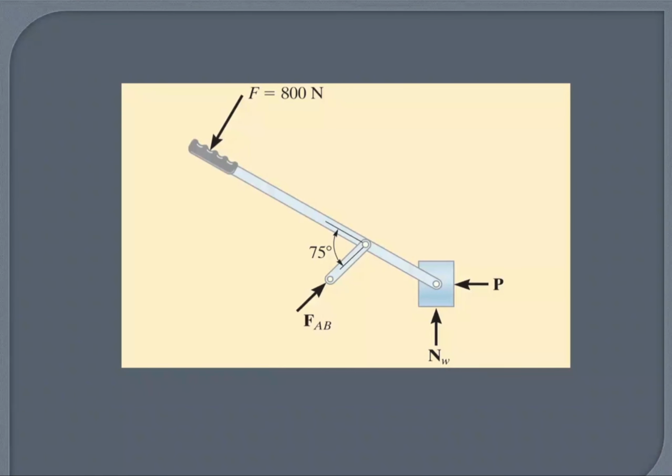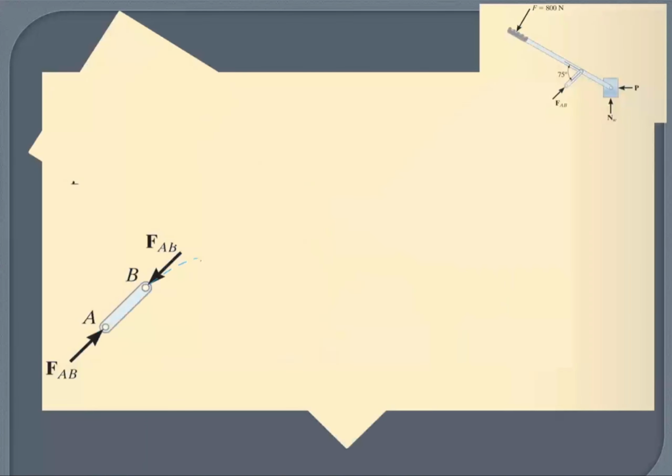If I have to draw the free body diagram of this point, that's simple. I've got 2 force members. I've got a force here and a force here, which looks something like this. That's the free body diagram of this point only. It's a 2 force member.